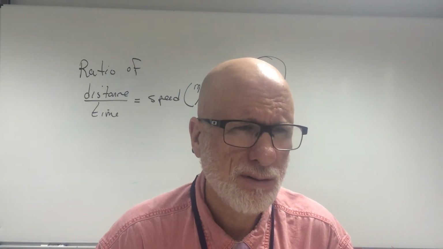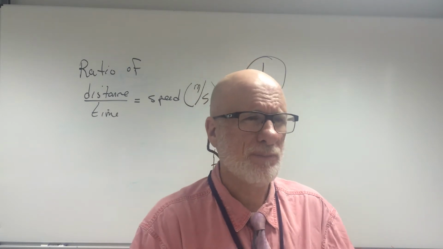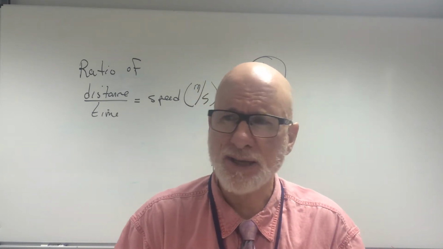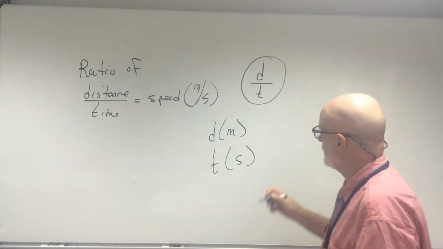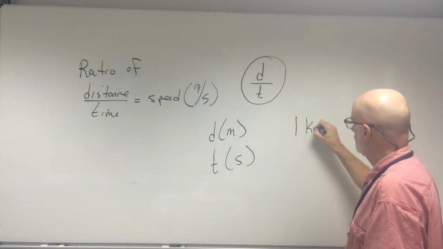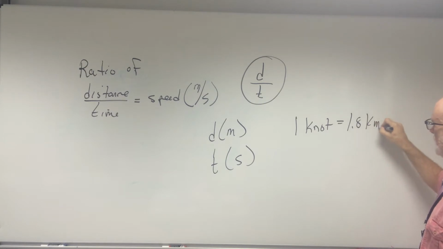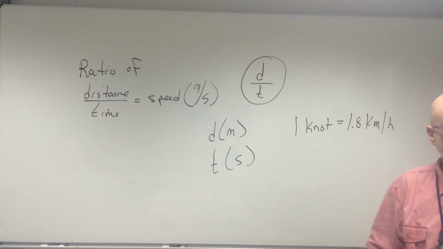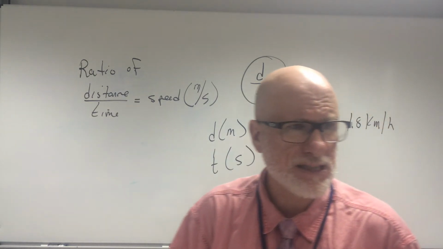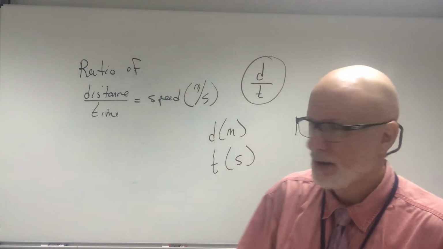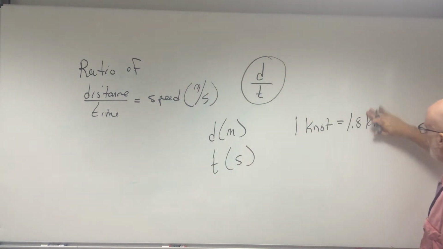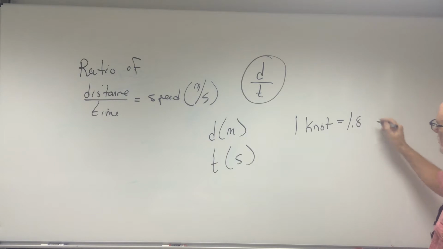.852 kilometers per hour. Okay, so it's about, 1 knot equals 1.8 kilometers per hour, correct? Is that right? 1 knot? 1.852.